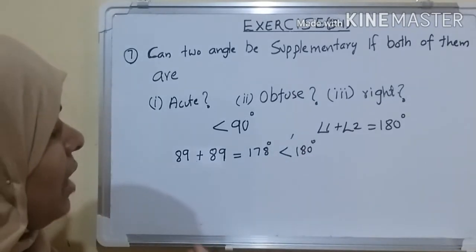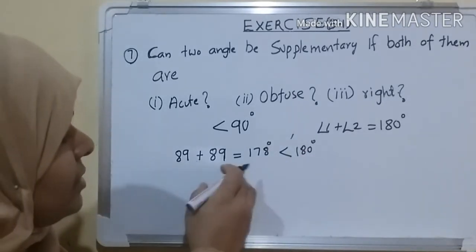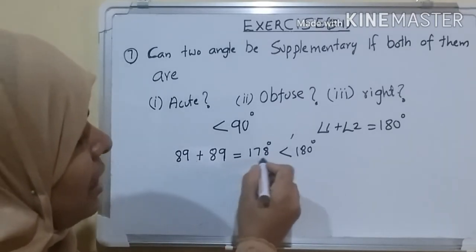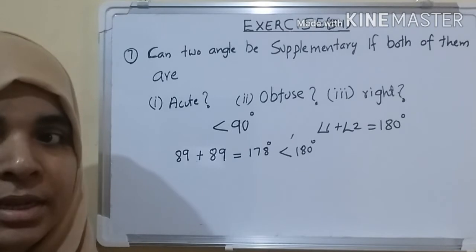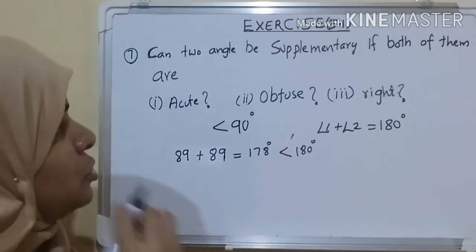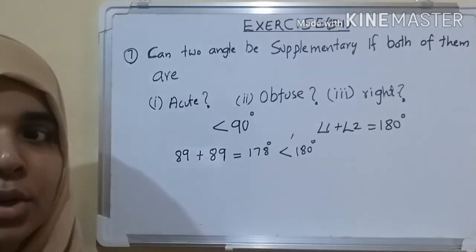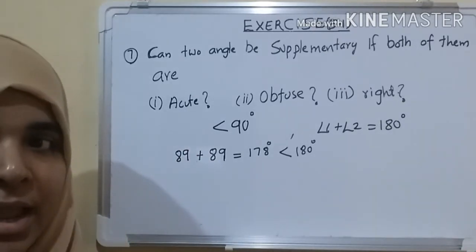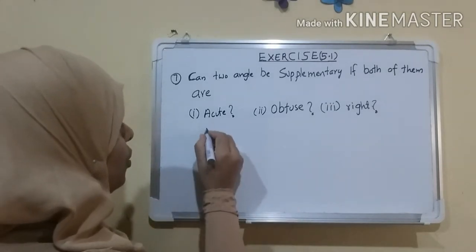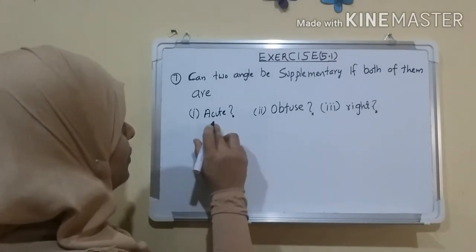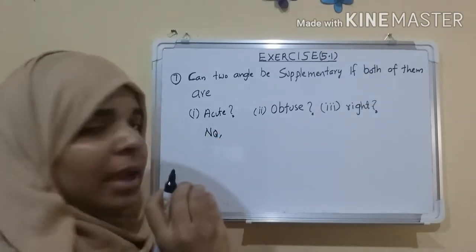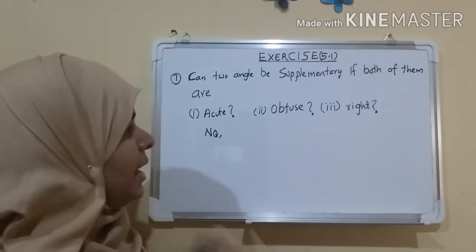Here we have taken the highest acute angle, and their sum is less than 180 degrees. From this example, we can clearly say that two acute angles cannot make supplementary angles. What is the answer? No. The first one's answer is no. Two acute angles cannot form a supplementary angle.